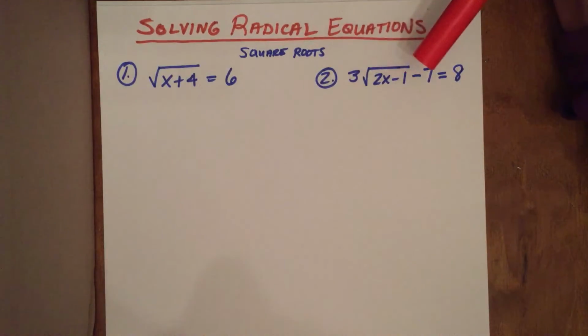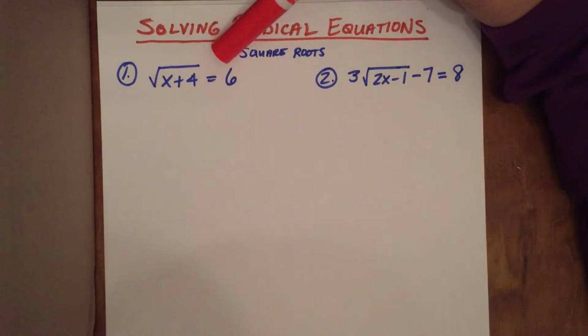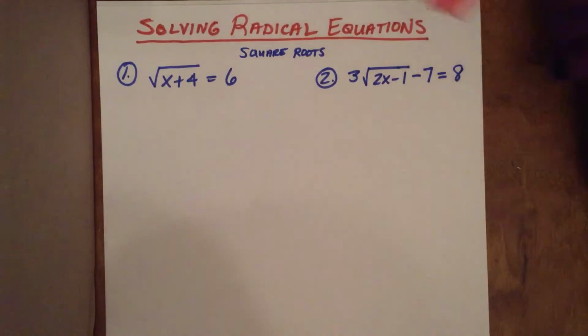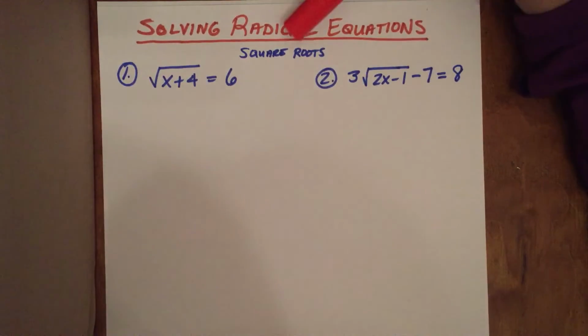So when we solve a radical equation, what we're actually doing is solving an equation that has a radical sign in it. The first example we're going to look at in this video is square roots.